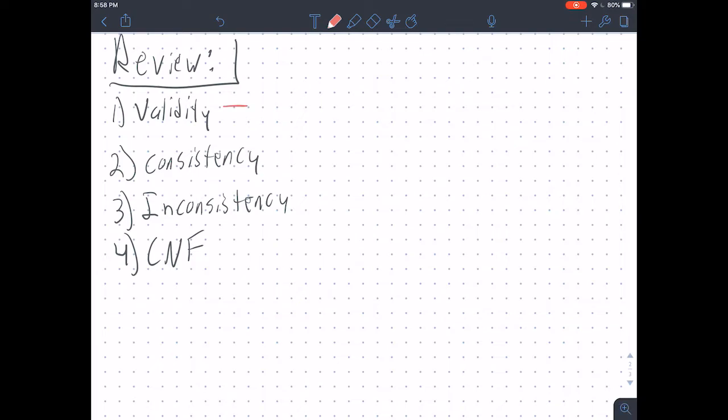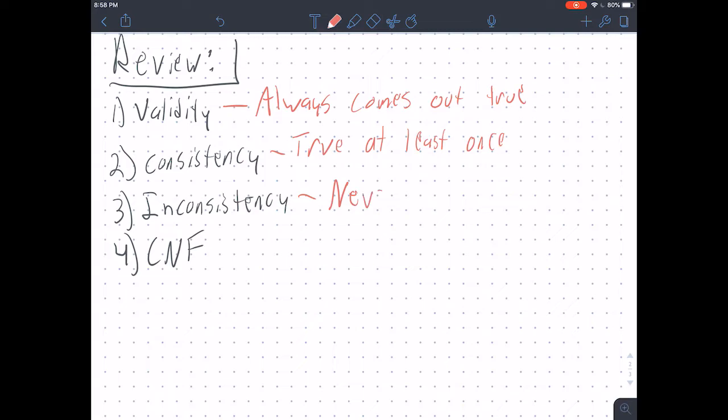Remember, a schema is valid if it always comes out true. A schema is consistent if it comes out true at least once, under at least one assignment of truth values or under one interpretation. And a schema is inconsistent if it never comes out true.